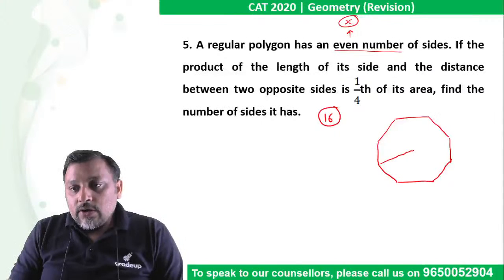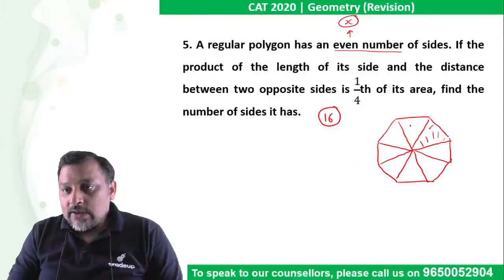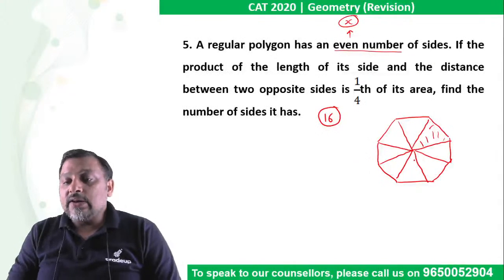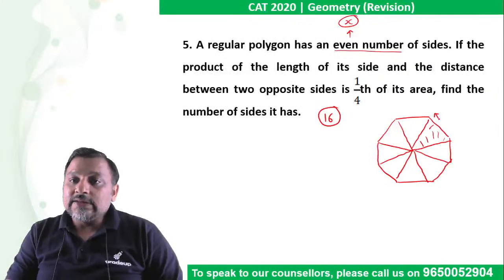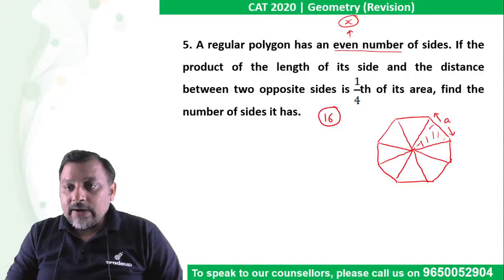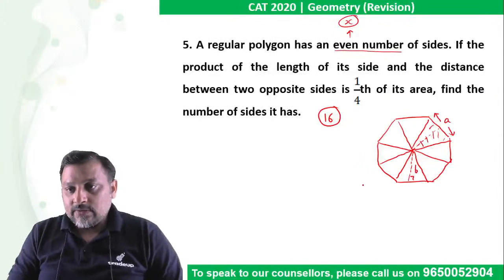Now if I join all the vertices to the center of the polygon, Harish, can we say the area of one such triangle times the number of sides is the area of this polygon? Okay, and let us say this is A, and the perpendicular that we dropped from the center on the side, let's say this is B.